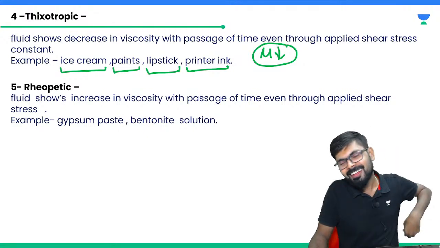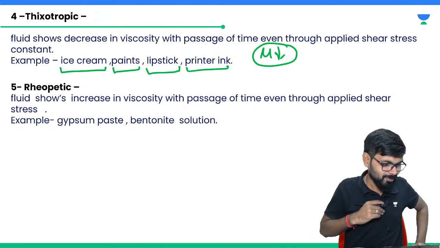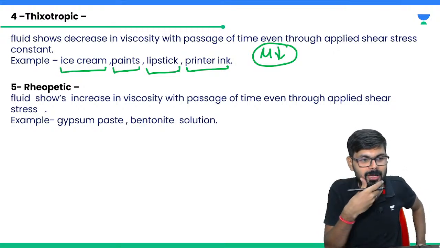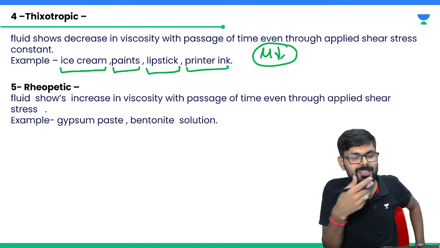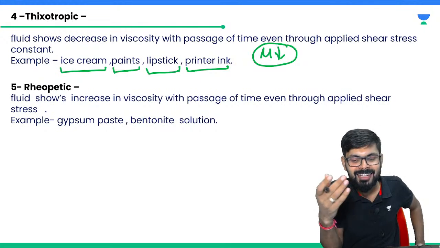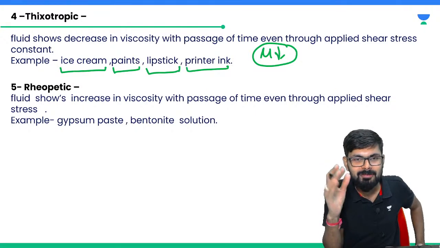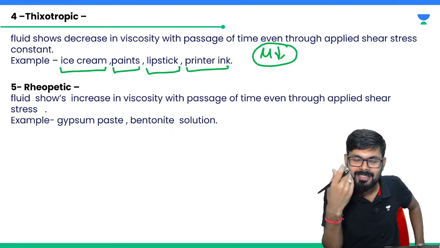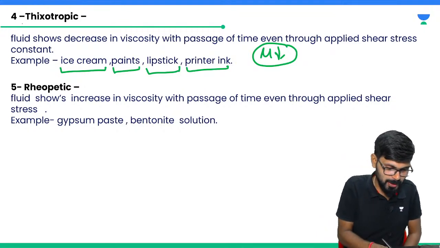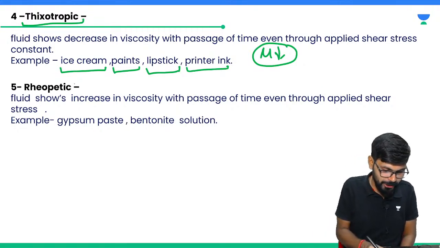Leave you aside, I won't say anything, otherwise you people will make fun of me. But I am telling you, experiment with lipstick for thixotropic behavior. You'll feel that at the initial stage when you start, it will be difficult, more resistance will be there, but with the passage of time everything becomes smooth, right? So this is basically one experiment to know whether it's thixotropic or not.